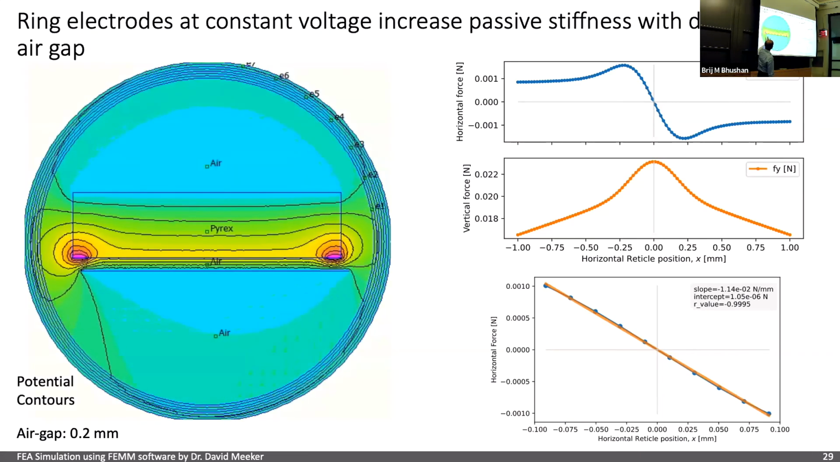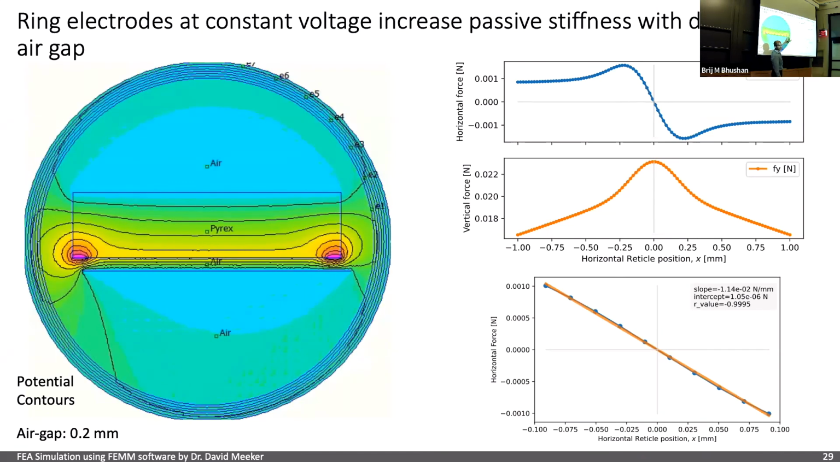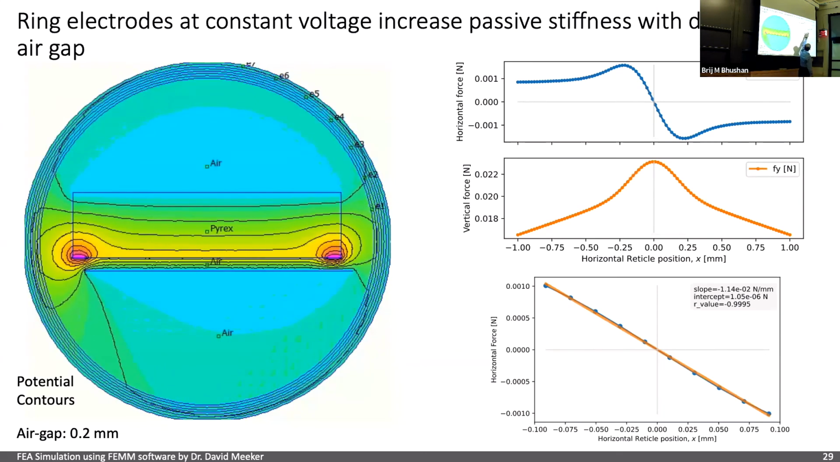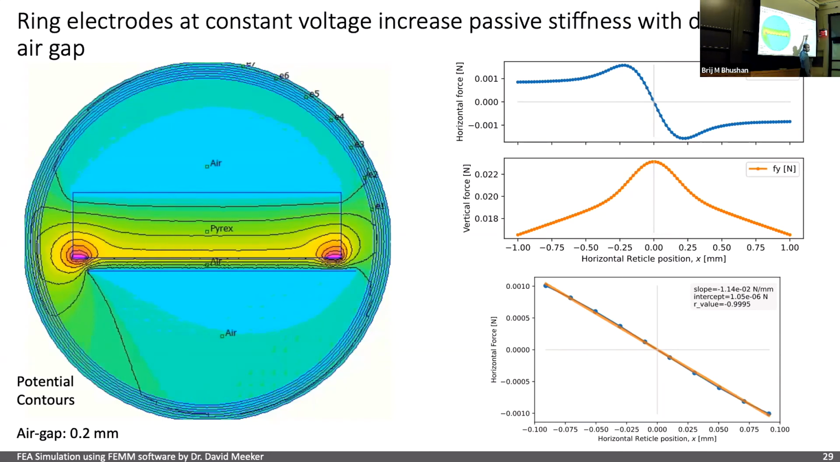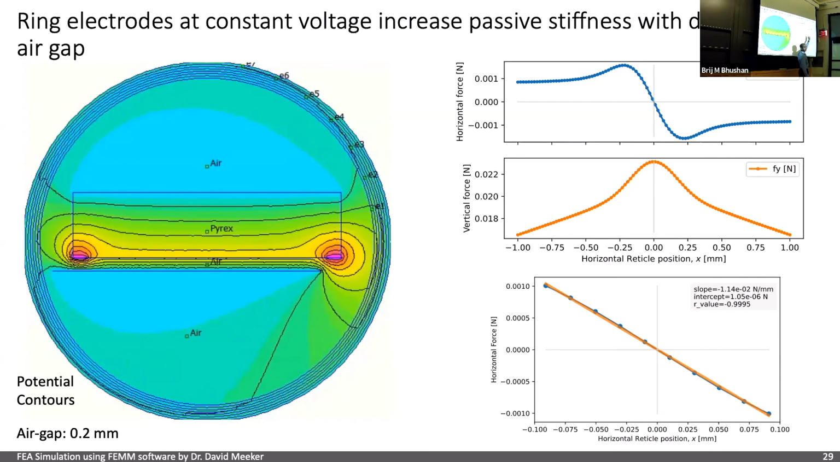Yeah, so this is the system in motion. Again, as we saw earlier, most of the horizontal forces occur due to fringing fields from the ring electrodes. This is the kind of force behavior that we get for small deviations in the x direction. It's almost a linear response, so it acts like a stabilizing spring.